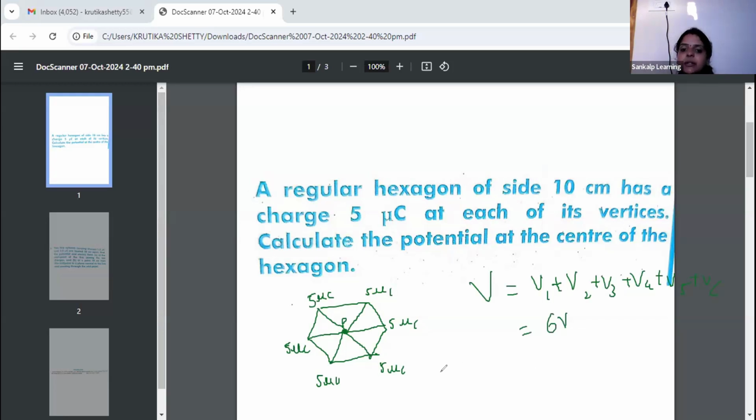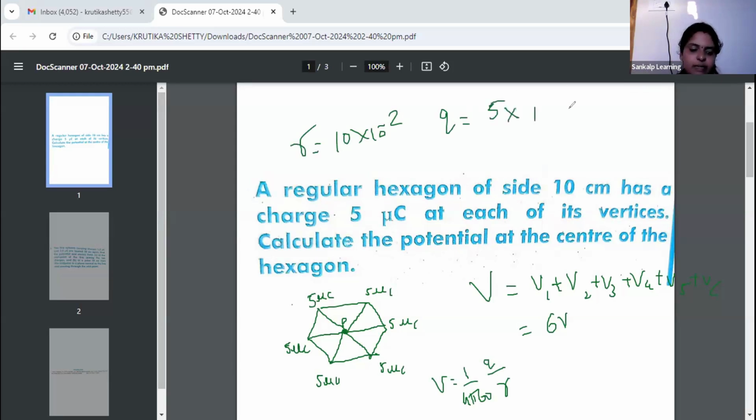What is the formula for potential? Potential is equal to 1 upon 4 pi epsilon naught Q by R. So Q is the same everywhere, 5 microcoulomb. And next, the distance R is given as 10 centimeter. So convert centimeter into meter. It will be 10 into 10⁻². Okay, and the charge is given as 5 microcoulomb, so it is 5 into 10⁻⁶.